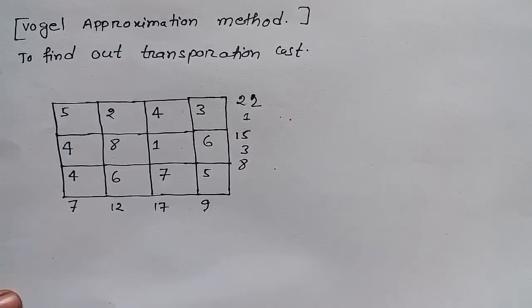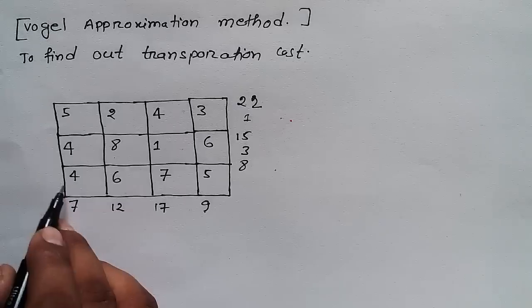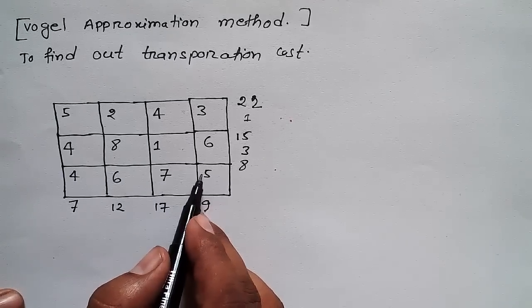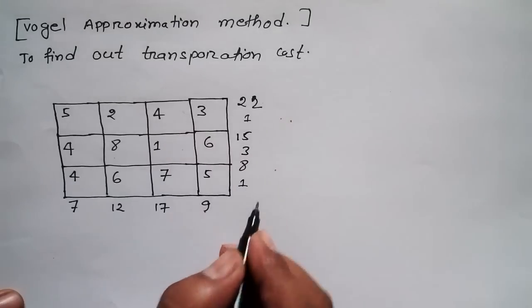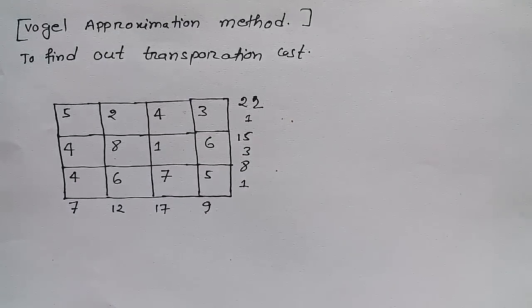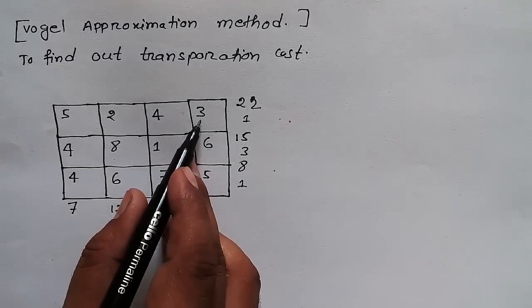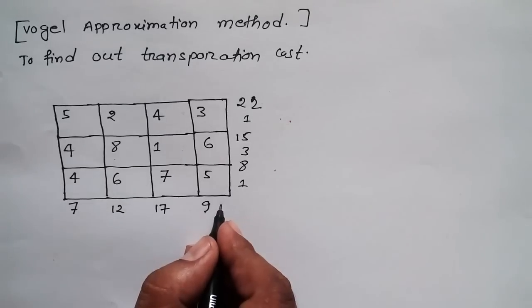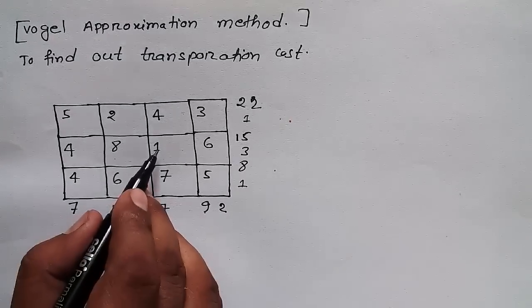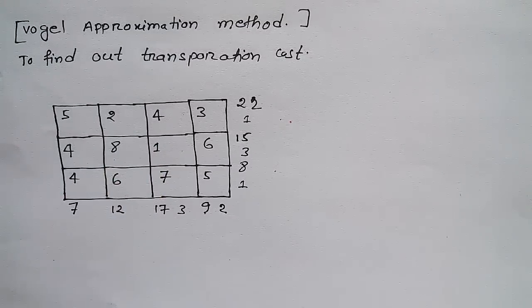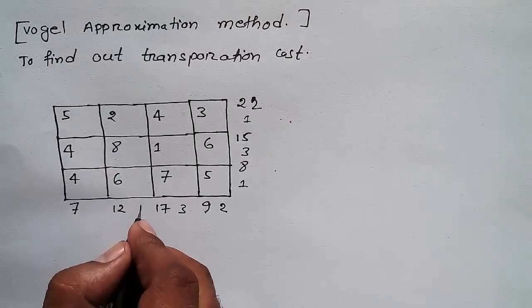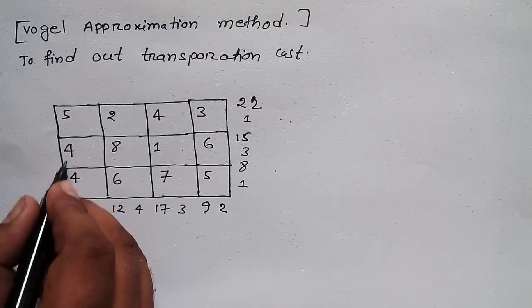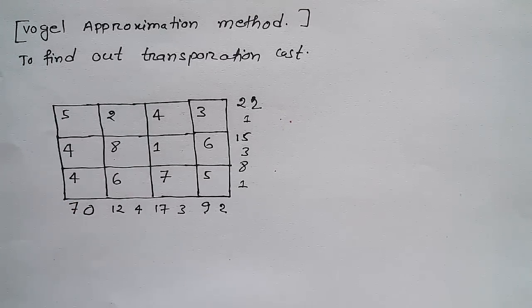Now let's come to the next row. The minimum is 4 and the next minimum is 5, so the difference between 4 and 5 is 1. We have done with the rows. Now we need to move to the columns. Here the minimum is 3 and the next minimum is 5, so the difference is 2. Now 1 and 4, the difference is 3. Now 2 and 6, the difference is 4, and the next column's difference is 0.